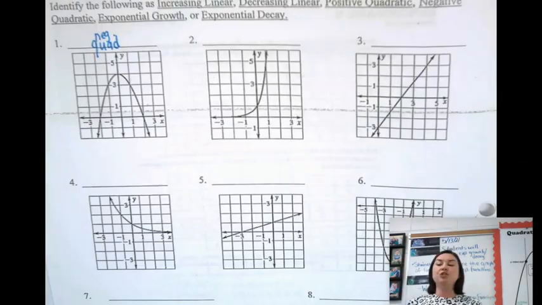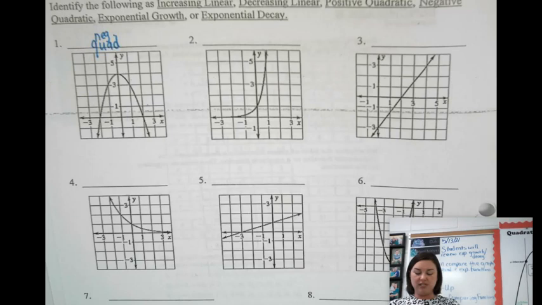So what I want you to do is I want you to try 2 through 6. I want you to see, do you think it's quadratic, linear, exponential? And then after you decide that, see if you can figure out, is it positive, negative, increasing, decreasing, those things. So try 2 through 6 real quick. You don't have to write the whole word.